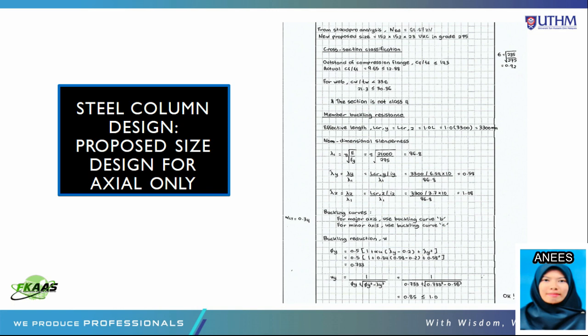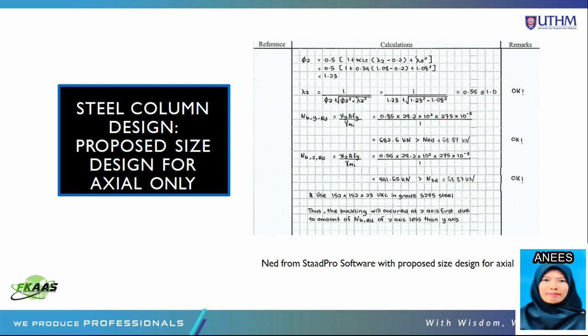And lastly, we get the result of buckling reduction 0.85, less than 1.0, which is okay. Next, we calculate the NBYRD for this axial only, and the answer we get is 441.65 kilonewton, more than the value of NED, which is okay. Thus, the buckling will occur at Z-axis first because the NBRD of Z-axis is less than Y-axis.